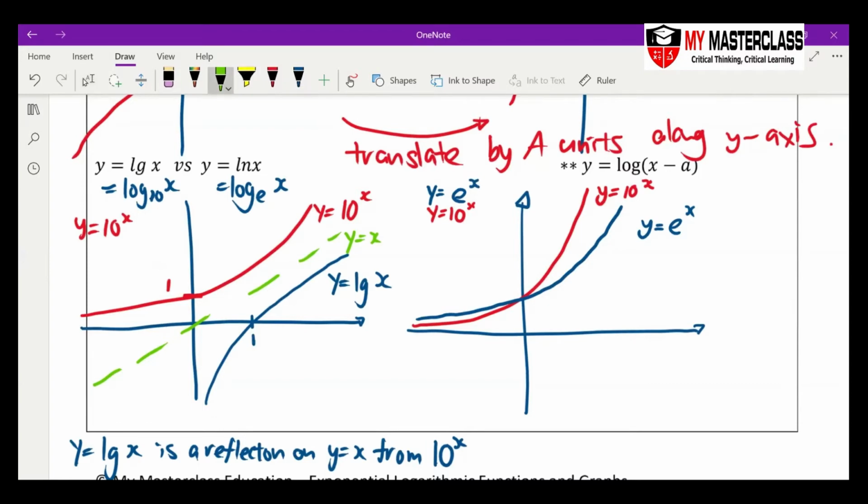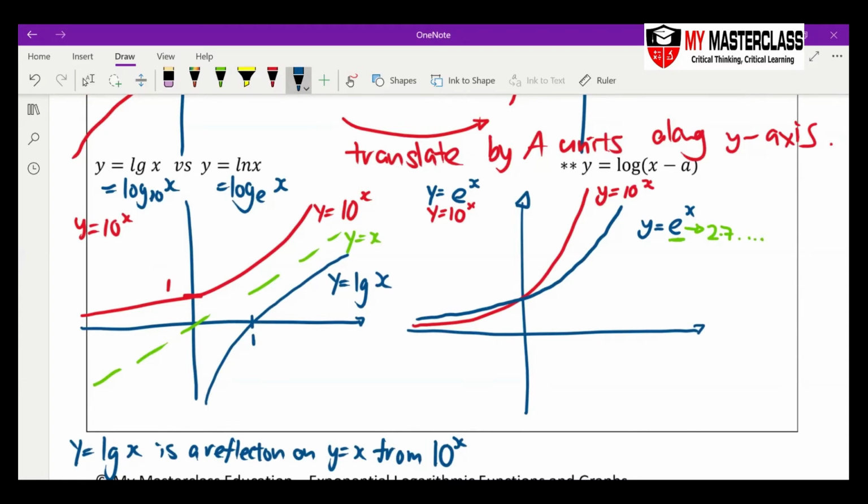It's because this e is 2.7 something. So if I have 10 to the power something and 2.7 to the power something, 10 to the power something will increase faster. But this is not the graph that we want.